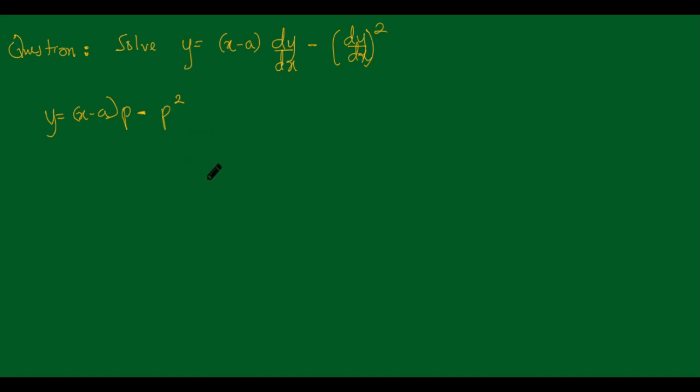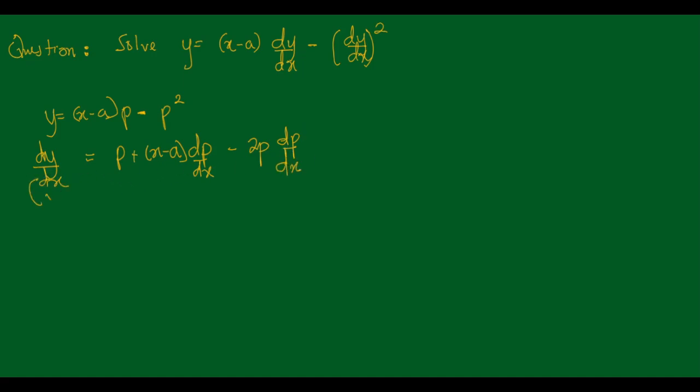So we can see that we can't use the method we described for equation solvable for p because we have functions in x, y, and p. To use the equation solvable for p, it has to involve just p and function in x. So now we'll differentiate with respect to x. On doing that, we have dy dx is equal to p plus x minus a dp dx using product rule, minus 2p dp dx.